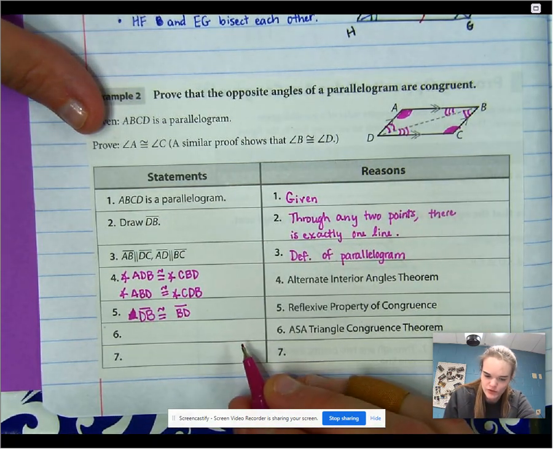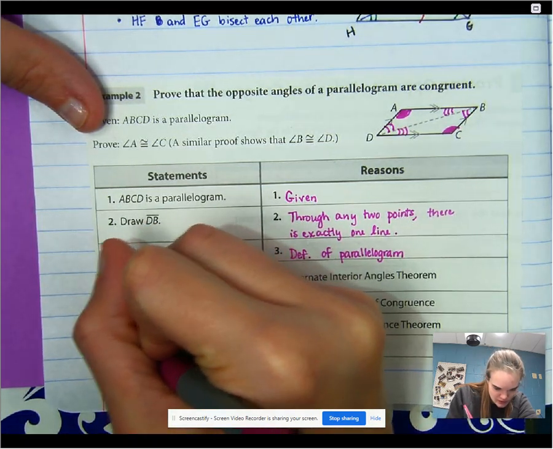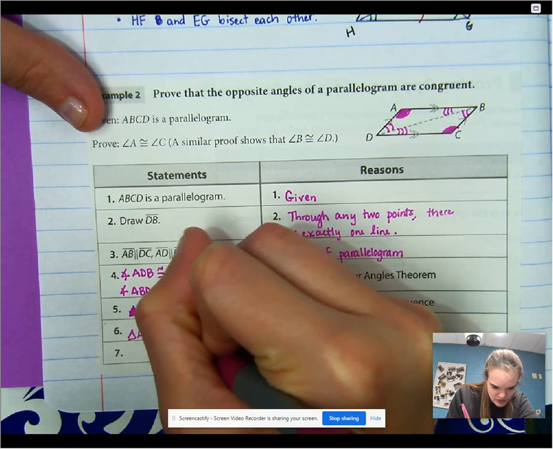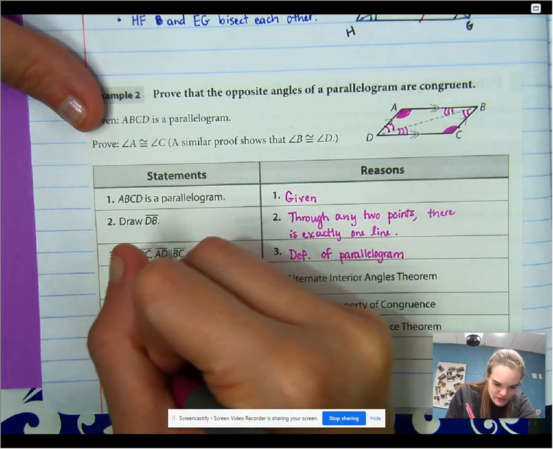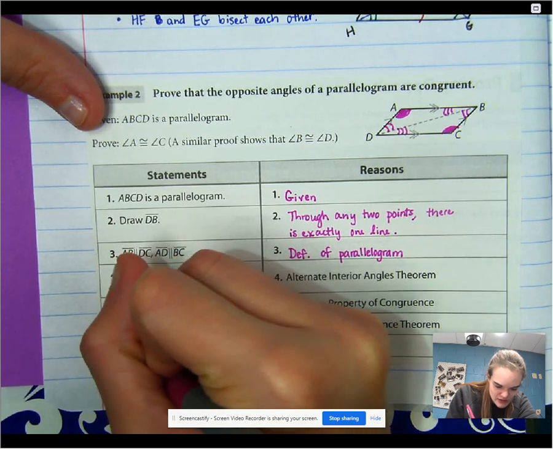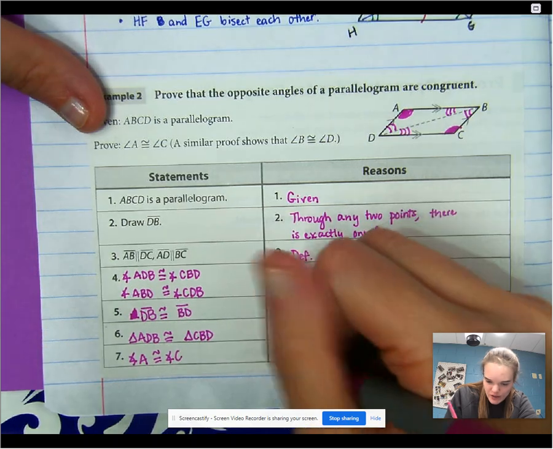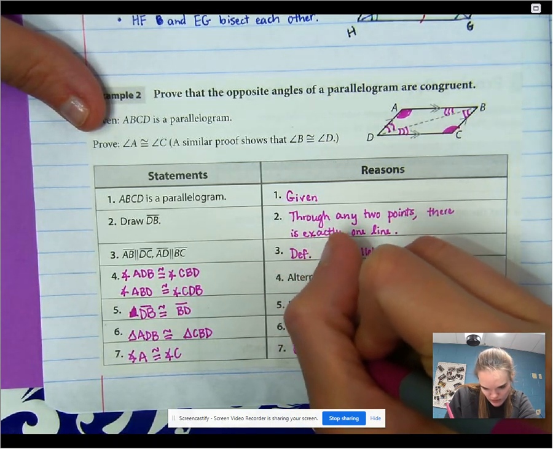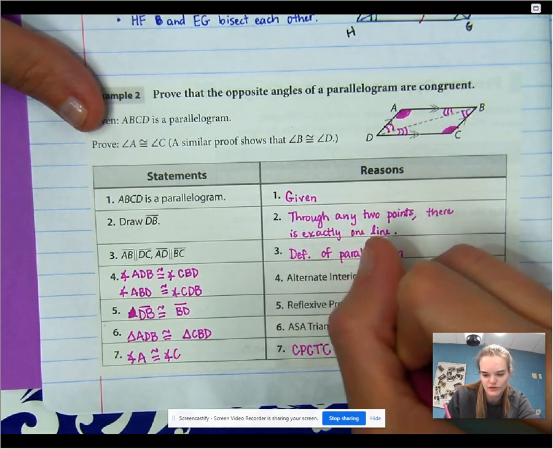Now let's think about the triangles. I'm just going to grab one of these angles. So triangle ADB is congruent to triangle CBD, which means angle A is congruent to angle C, right here and here, because they are corresponding parts of congruent triangles, or you could put CPCTC. Either one is okay.